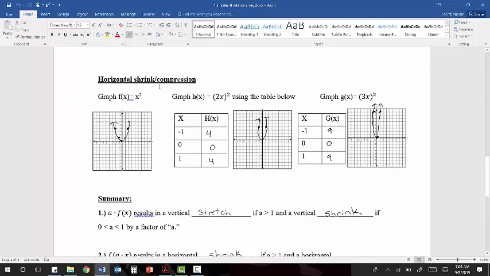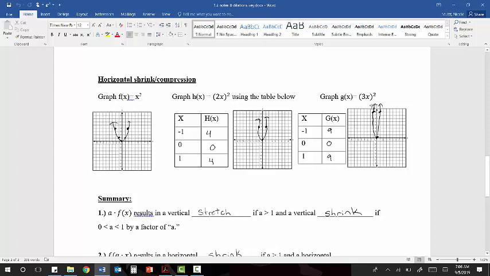And then we have some horizontal shrinks. So if I use -1, 0, and 1, I get these points and I get a more narrow parabola. So it kind of looks like a vertical stretch. But again, because it's a little bit different than that, the points are a little bit different. So this might be just a little more stretched than a vertical stretch parabola. And the same thing here.